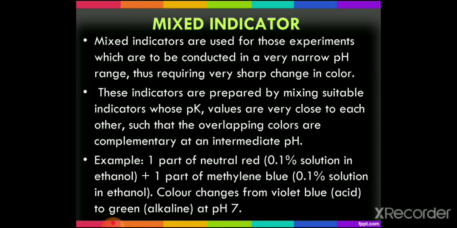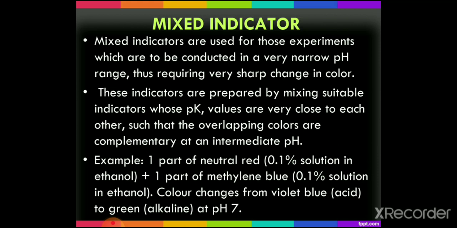Now, another type of indicator is the mixed indicator. Mixed indicators are used for experiments which are to be conducted in a very narrow pH range, thus requiring a very sharp change in color. These indicators are prepared by mixing suitable indicators whose pK values are very close to each other, such that overlapping colors are complementary at an intermediate pH.